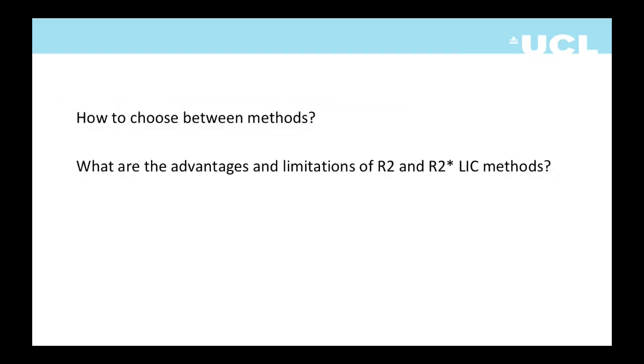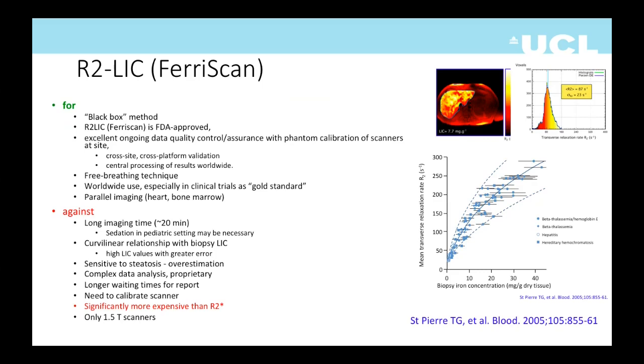So how to choose between the methods, or what are the advantages or limitations of these two methods? So the Ferriscan, it's got some important advantages. I think an important advantage is that it's a black box method. So you do this according to the protocol, you send the data and you get the results, and you should be happy. It's an FDA approved method, which means that it's got big advantage in terms of its worldwide use in clinical trials that have something to do with chelation, where LIC is the primary endpoint or the secondary endpoint. It's got an excellent ongoing data quality control.